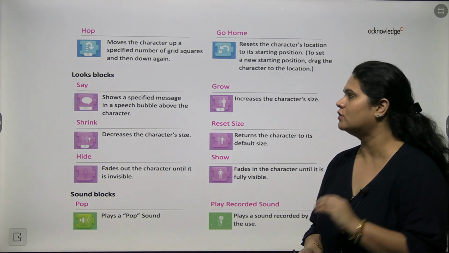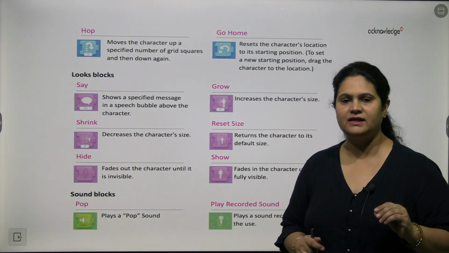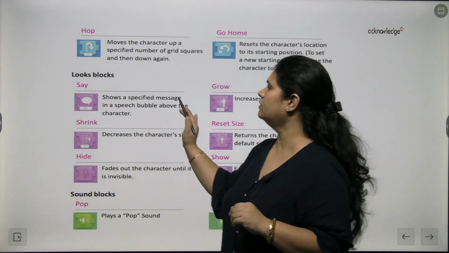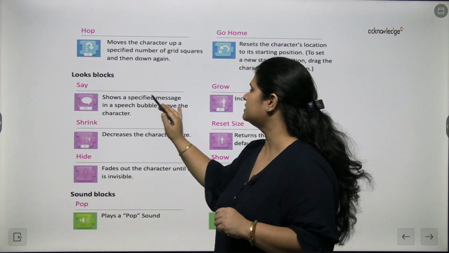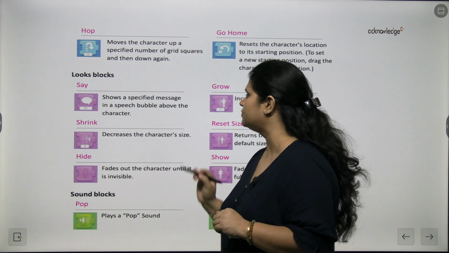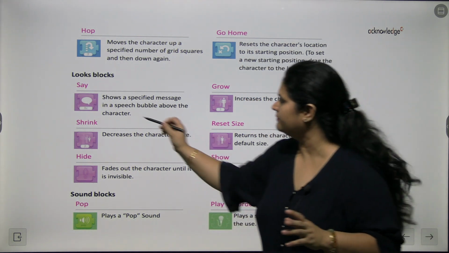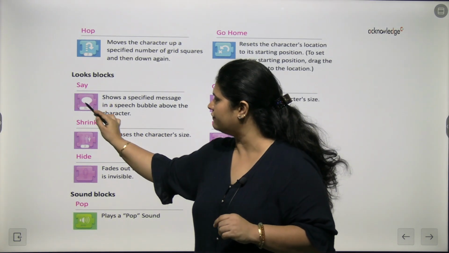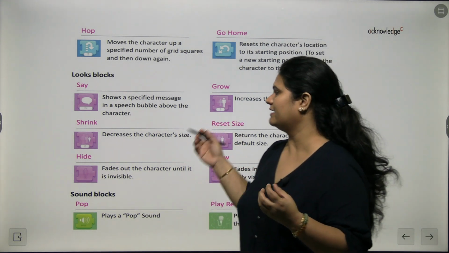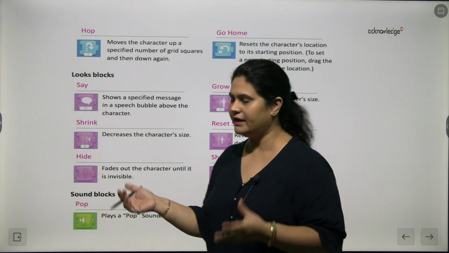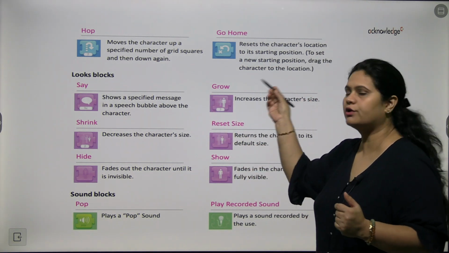Now let's move on to the looks blocks, which are, as you can see, purple in color, right? So let's see say. This is the say block. It shows a specified message in a speech bubble above the character. You must have seen speech bubbles, children, like this, right? Whichever message you specify here, that message will be displayed using this say block.